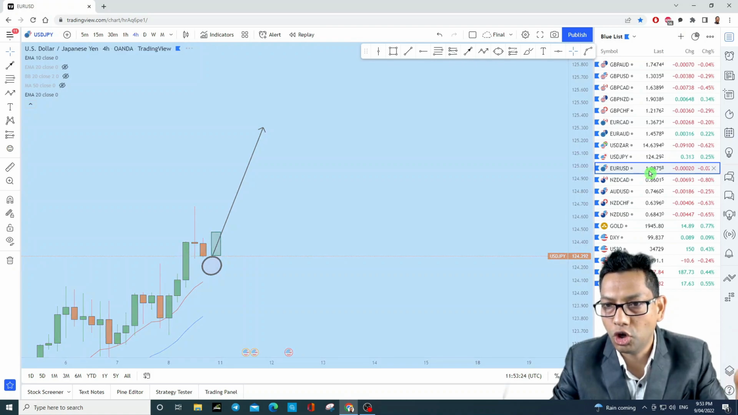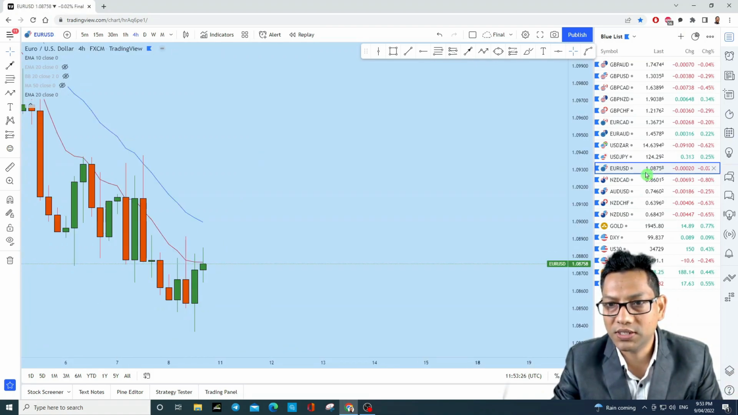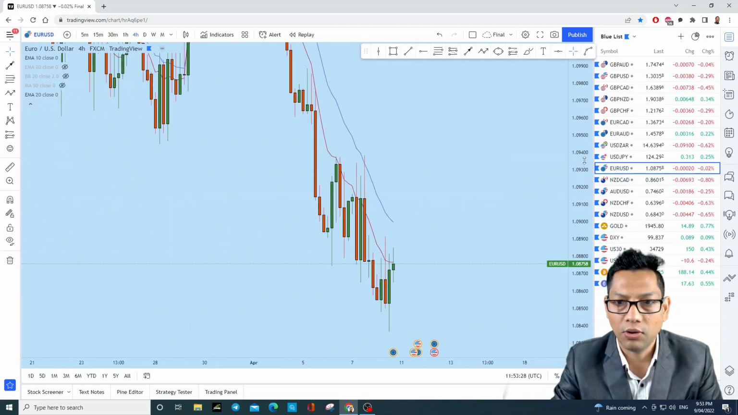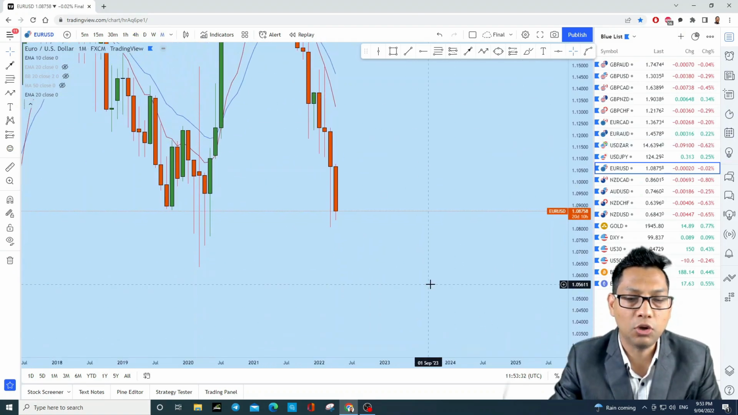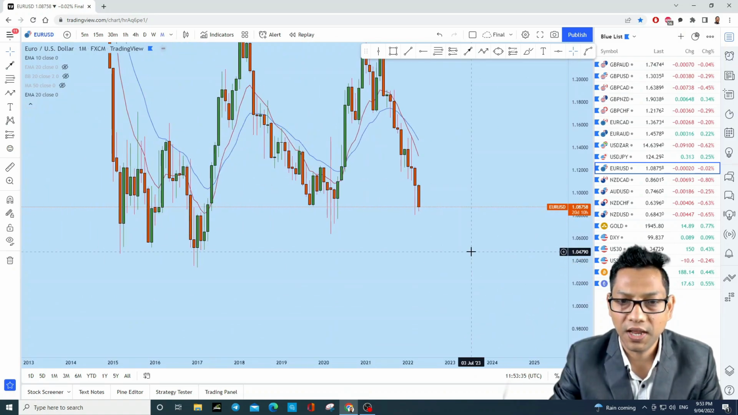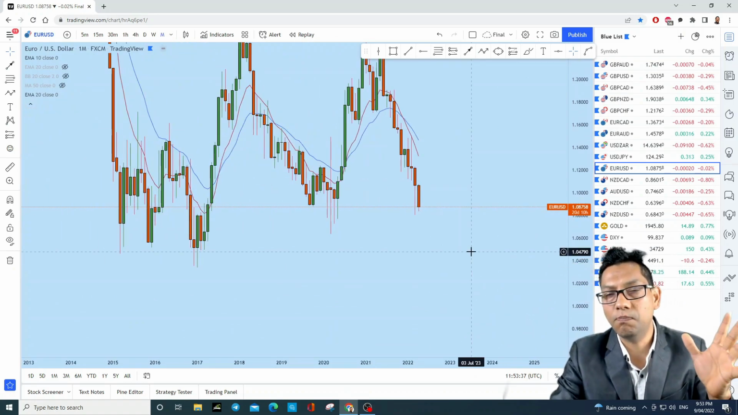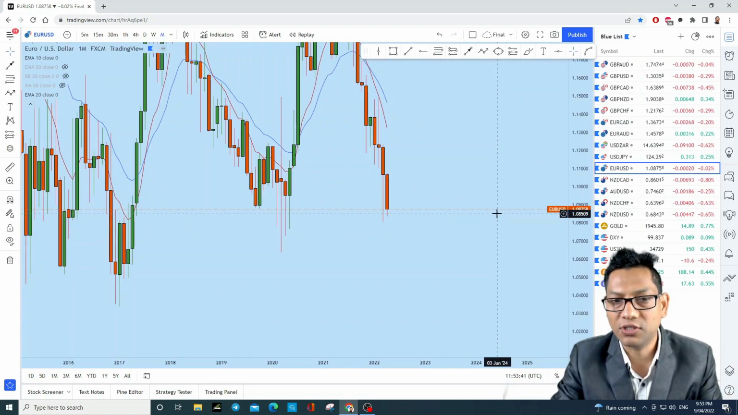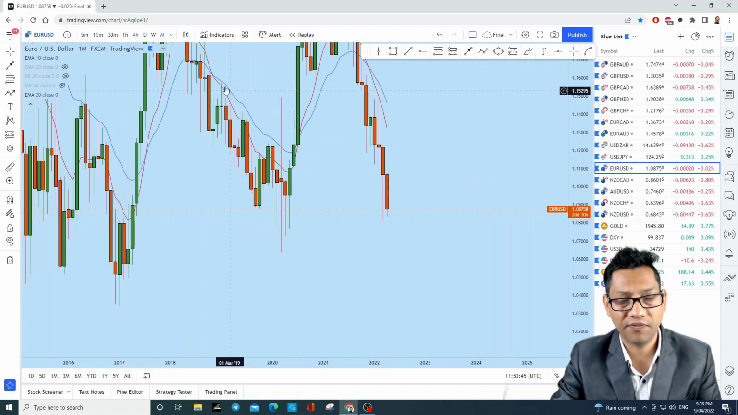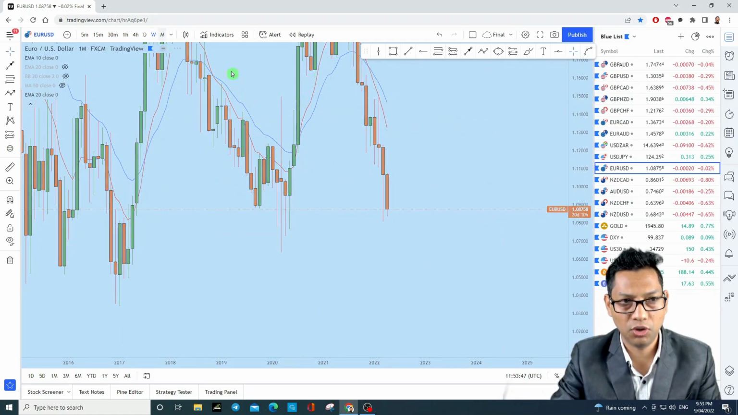So let's see what other pairs we have. So euro dollar, let's see what's happening with euro dollar. Now euro dollar, monthly, like the British pound US dollar, euro dollar is also bearish, but British pound US dollar is more bearish than euro dollar. It could be very bearish next week, but I think GBP is still far more bearish than euro dollar.